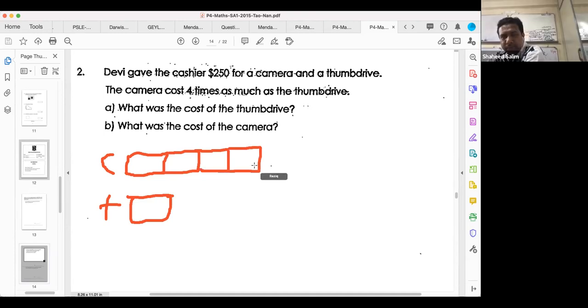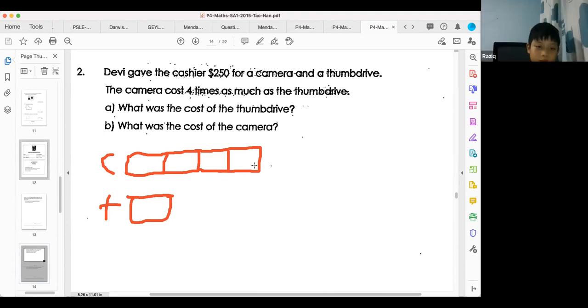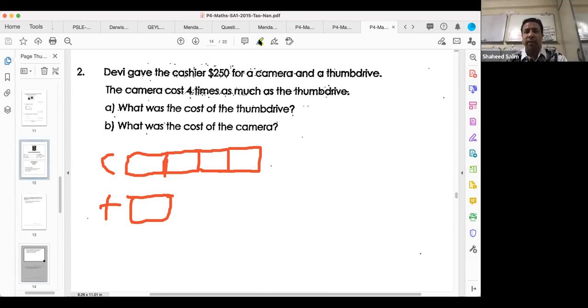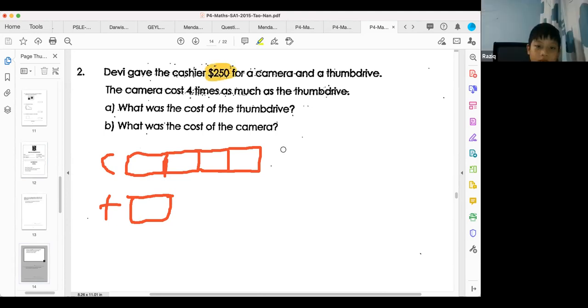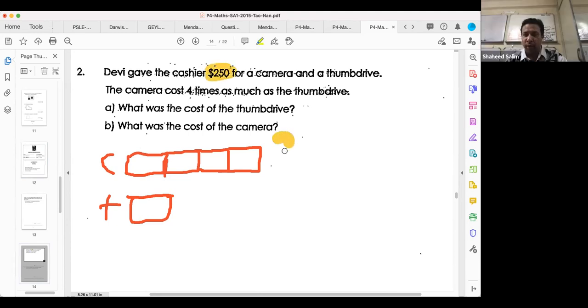Okay, good. You use the bracket to show the 250, then you can solve. The bracket, this one. Now you need to indicate this 250. Use a bracket. I bracket for you, okay? You got the bracket like that, something like that. And then you put 250. Yes. Now you can solve already.